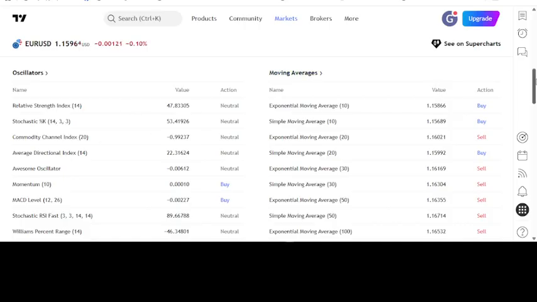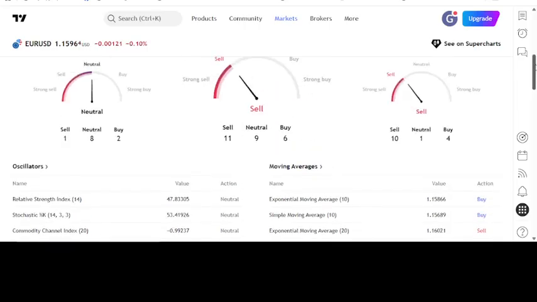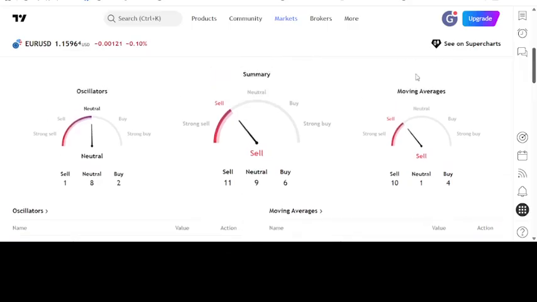But what we're going to focus on here is the signals we're getting. The combination of all the moving averages is giving us 10 sell signals, 1 neutral, 4 buy. And for the oscillators, we have 1 sell, 8 neutral, 2 buy. This is the summary. It combines both the oscillators and the moving averages to come up with an overall market recommendation, which is sell here on the Euro USD.